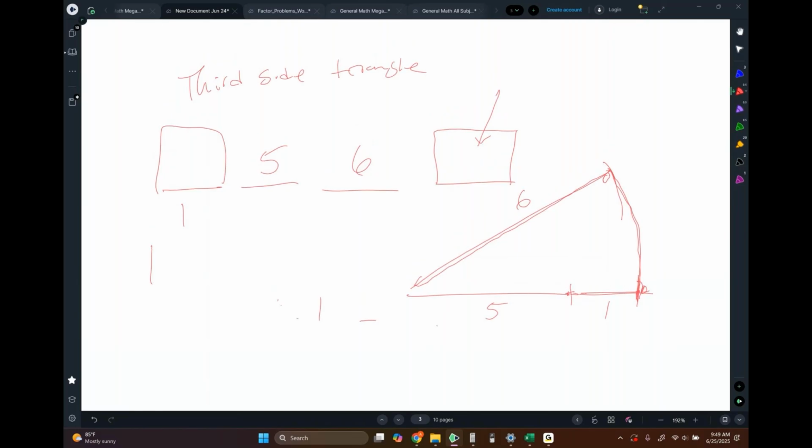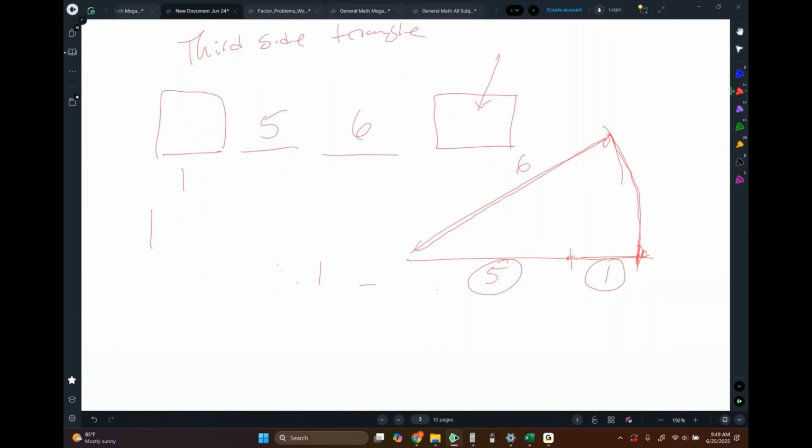So the two smaller sides have to be bigger than the third side. If this was a 2, it would work, because 5 and 2 is 7. Now this stick is a little bit longer, and so now it could make a triangle. So this is the rule. If you get this rule down, it's really that the two smallest sides have to be greater than the longest side.